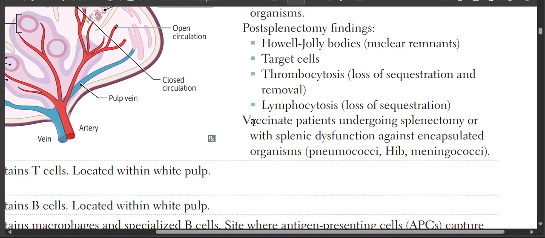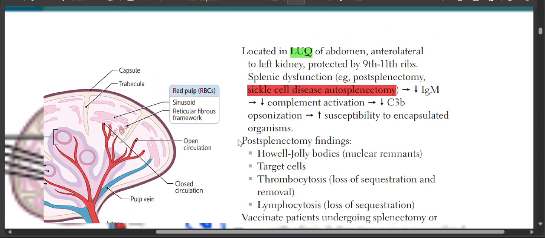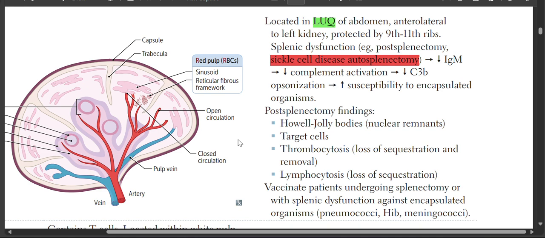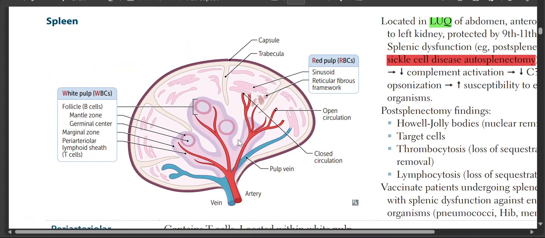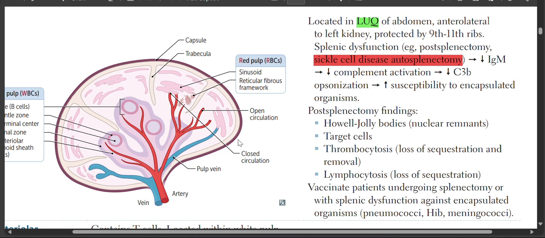Finally, it does tell us that you should vaccinate all the patients who come in with a splenic dysfunction because of the increased risk of encapsulated bacteria. So, any questions with this part up till now? That's good. Okay. Clear. Thank you.